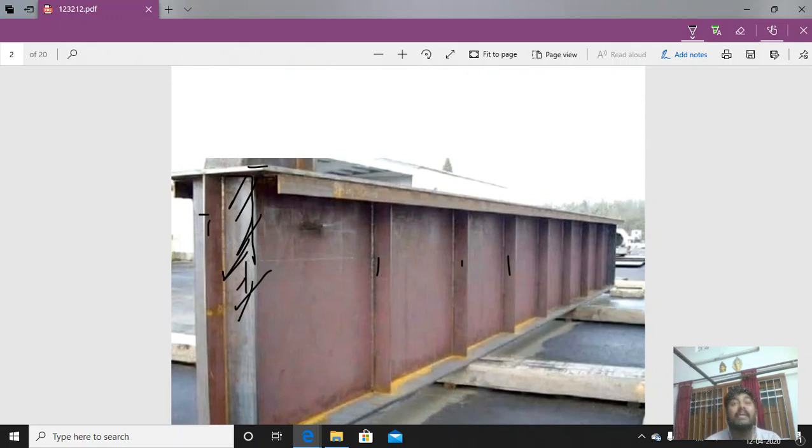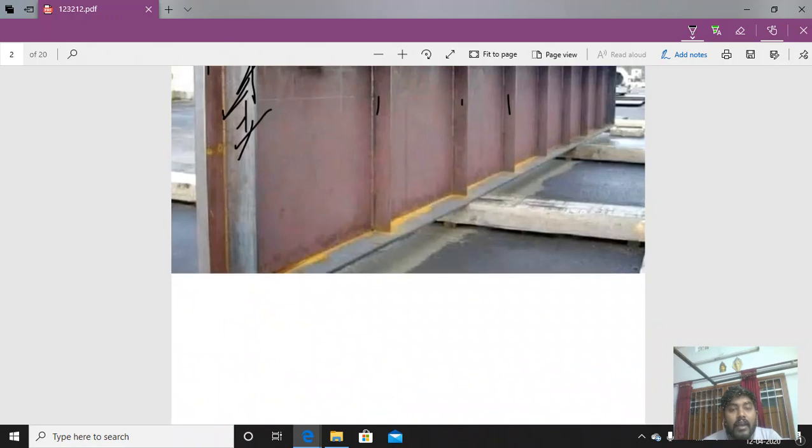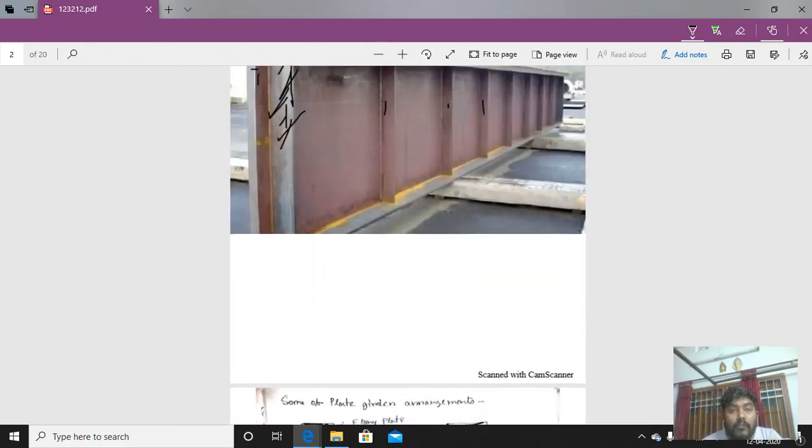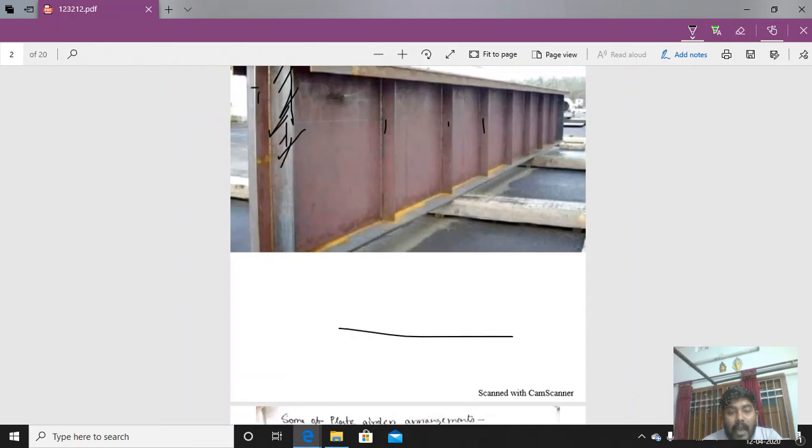It is called the bearing stiffener or the end bearing stiffener. Why is this stiffener provided at the end? Because the shear action will be more at the end. If you see, let me show you. If we draw a bending moment diagram, let me show you a bending moment diagram.